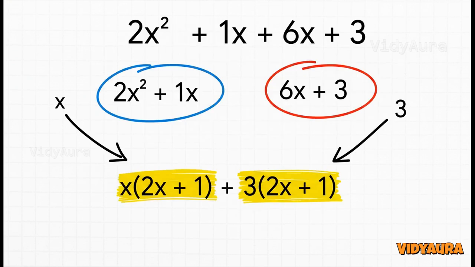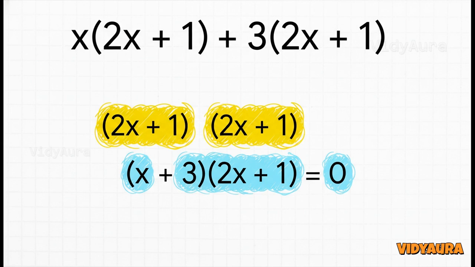Okay, pay close attention to this next move. It's called factoring by grouping. We'll look at the first two terms, 2x squared plus 1x. What's common between them? Just an x, right? Now look at the next two, 6x plus 3. What can we pull out of there? A 3. So let's pull those common factors out in front. And would you look at that? This is the cool part. See how the stuff inside the brackets is exactly the same?